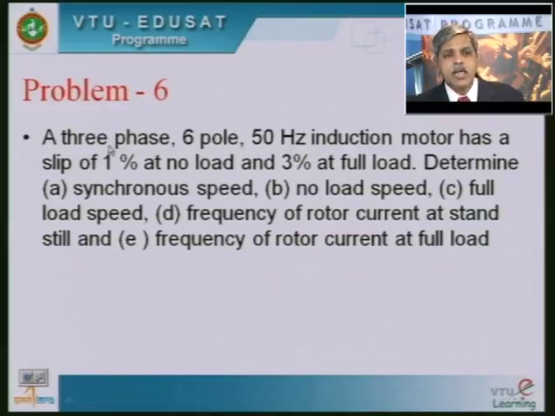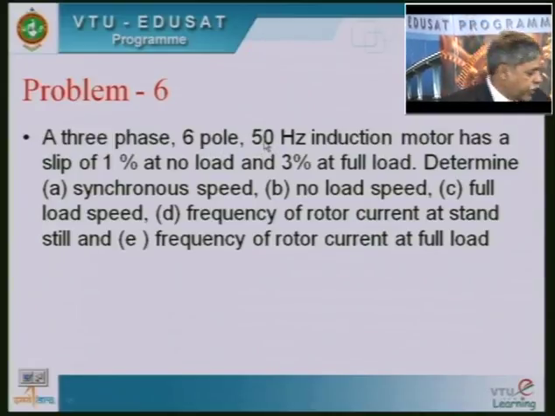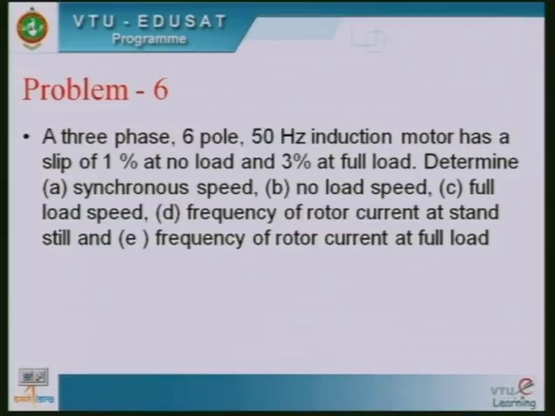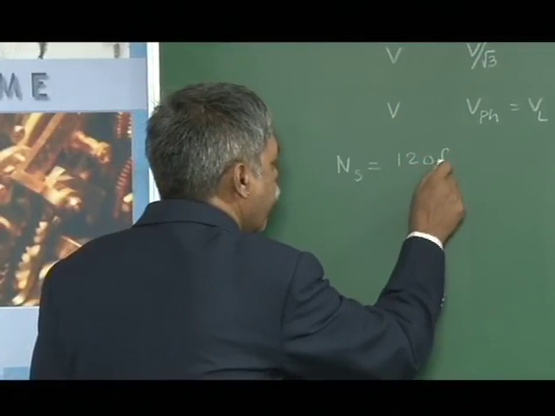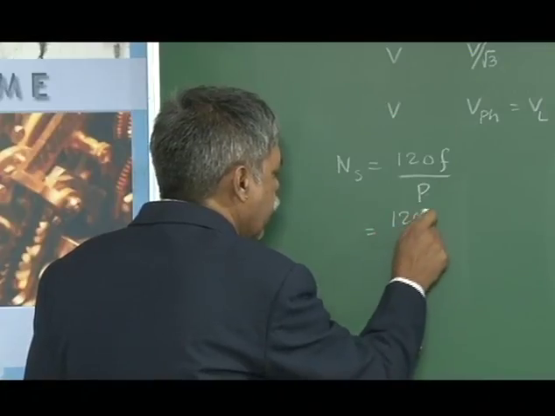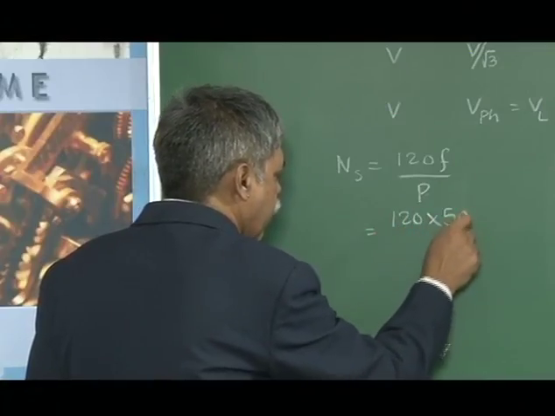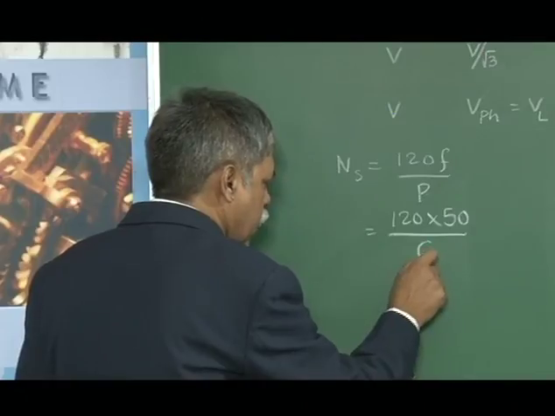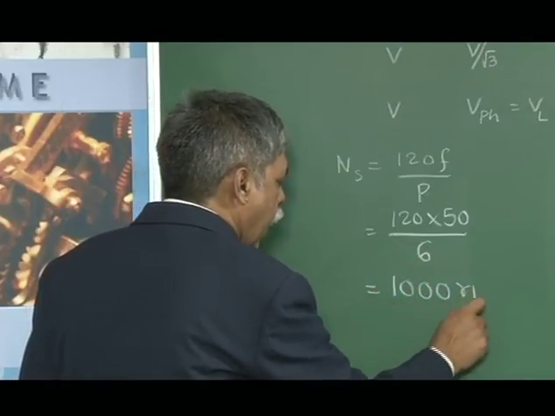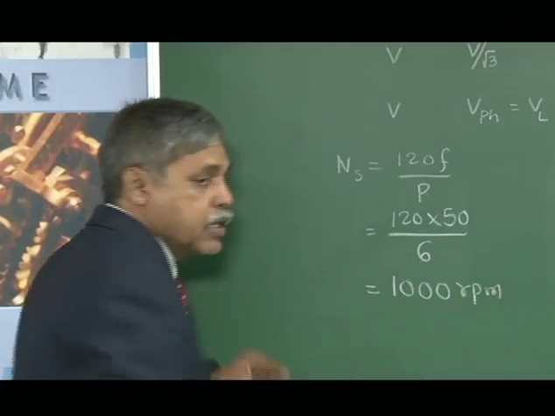In this case, the number of poles is 6 and the frequency is 50 hertz. If I try to calculate the synchronous speed for the motor, I have Ns equals 120 F divided by P. So this will be 120 multiplied by 50 divided by 6 poles. I will be getting a speed of 1000 rpm. This is my synchronous speed.